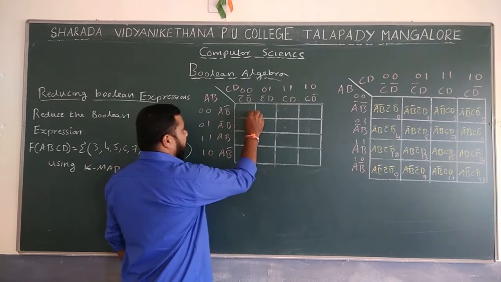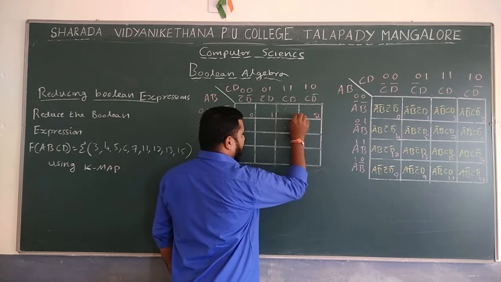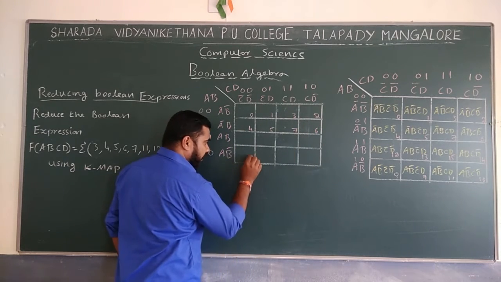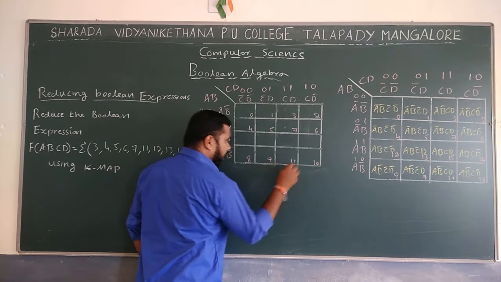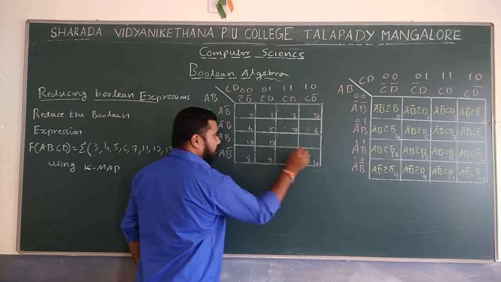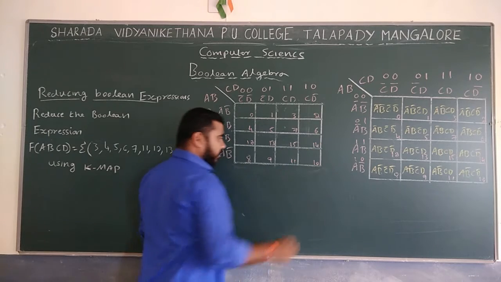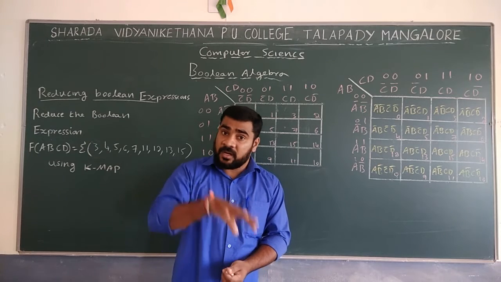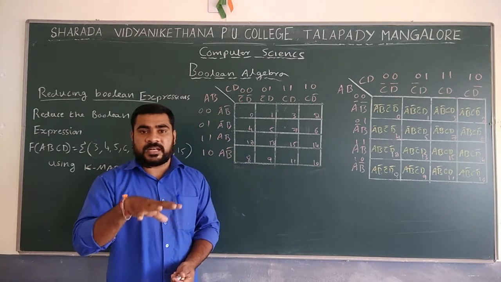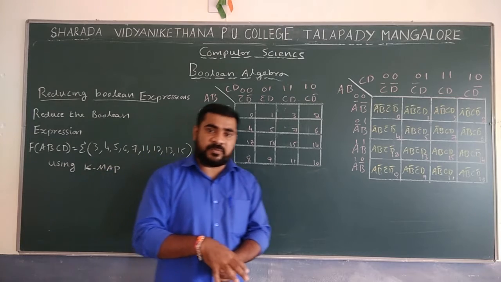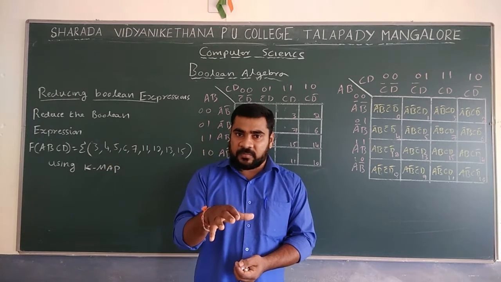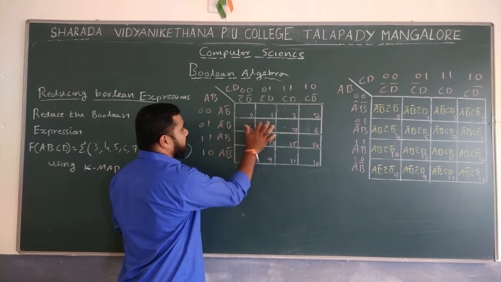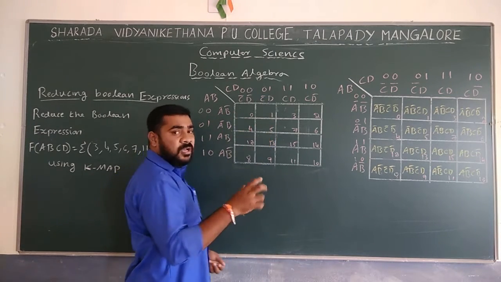Then we have to number the cells 0, 1, 2, 3, 4, 5, 6 and 7, 8, 9, 10, 11, 12, 13, 14 and 15. So these are the numbers. Cell number is the decimal equivalent; I already explained how to get the cell number. Any binary number there, its decimal equivalent is the cell number. Here you get 0, 1, 0, 1, 0, 1, 0, 1.